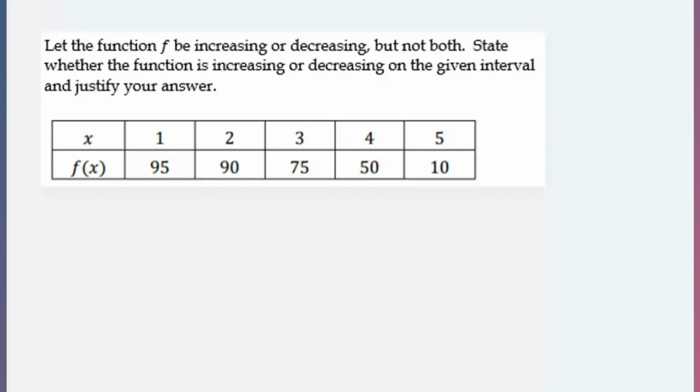that interval that's given. So one thing I'm going to look at is how the x's are changing. Those are changing by +1 each time. And then I also want to look at how the output, the f of x, is changing. So I'm writing -5, down 15, down 25, and then on our next interval, down 40.